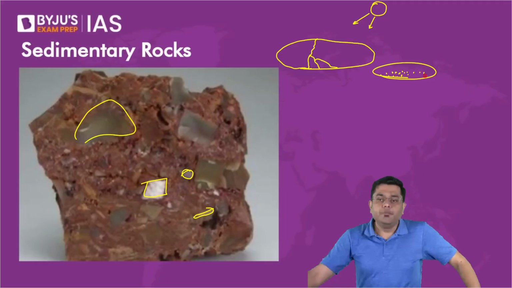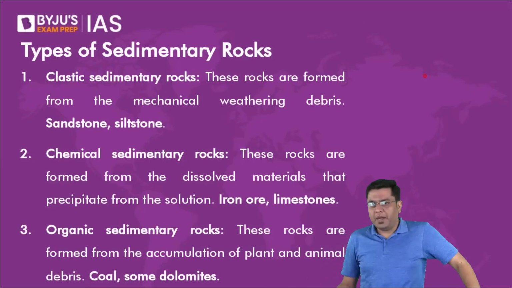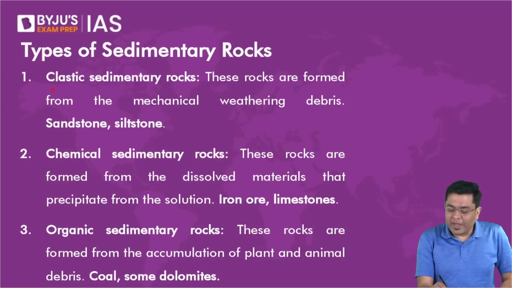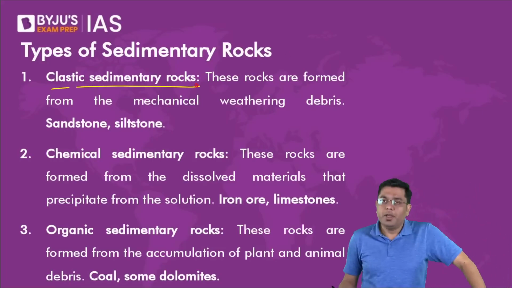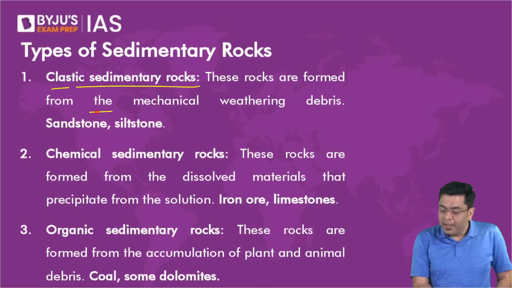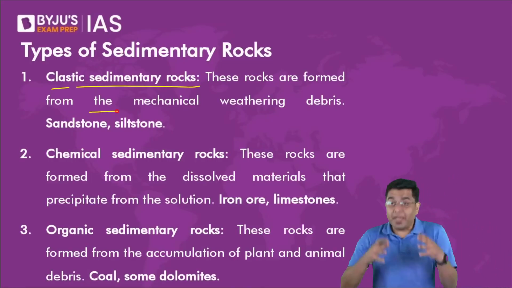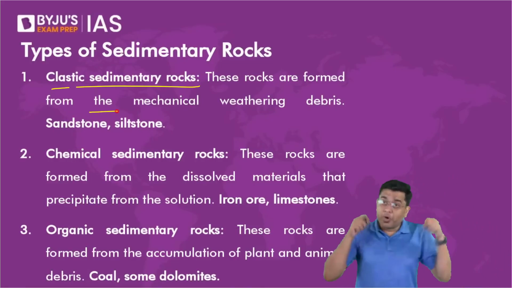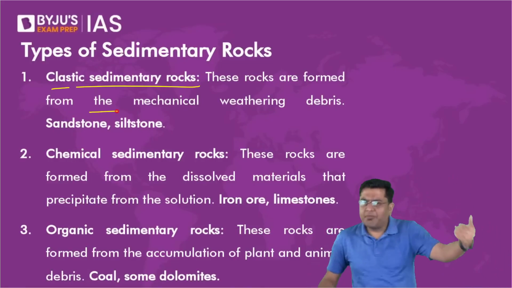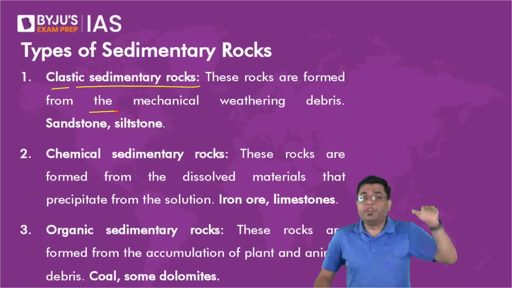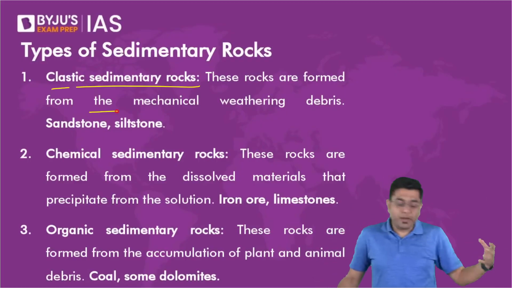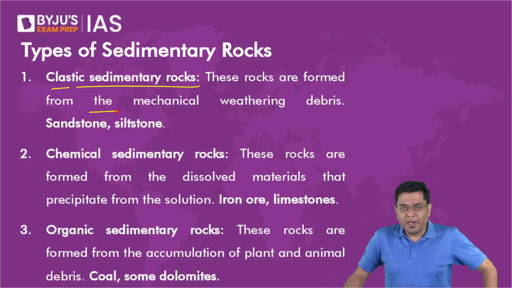So here, when we talk about the types of sedimentary rock, you have three types. One is what is referred to as the clastic sedimentary rock. What is a clastic sedimentary rock? They are formed from the mechanical weathering debris where the existent rock has broken into small parts. They have been deposited. Those deposits have solidified into a sedimentary rock. That is clastic sedimentary rock.